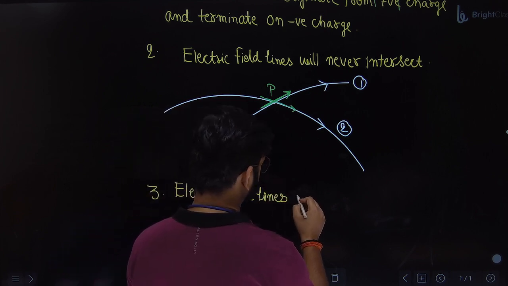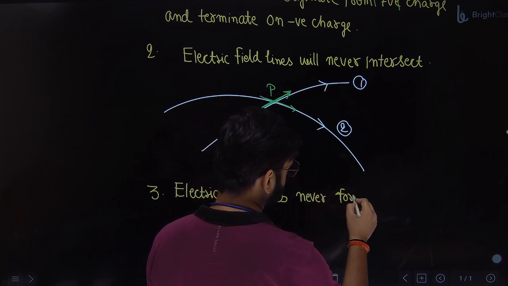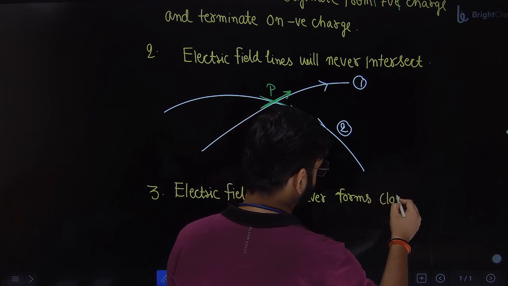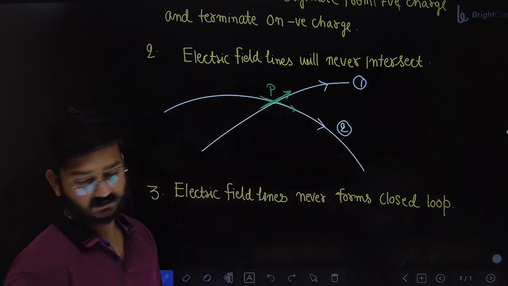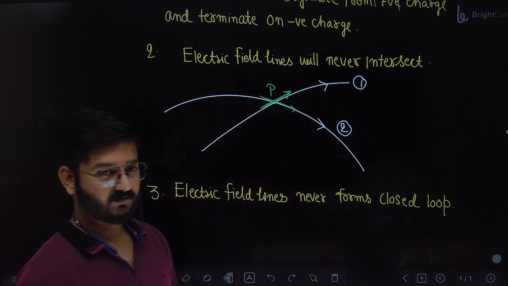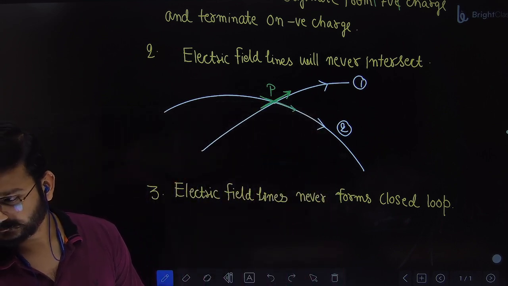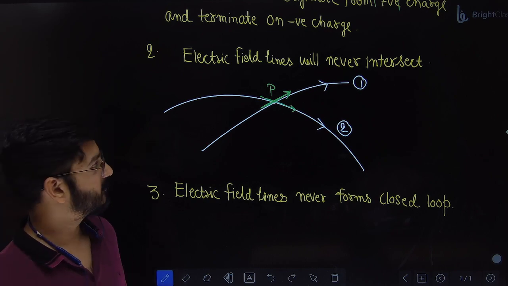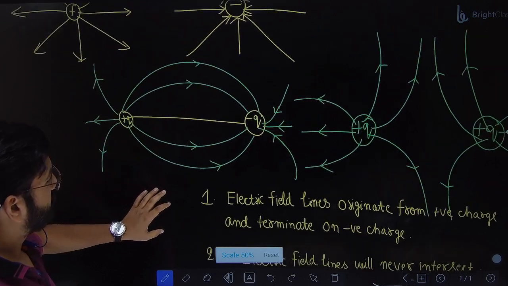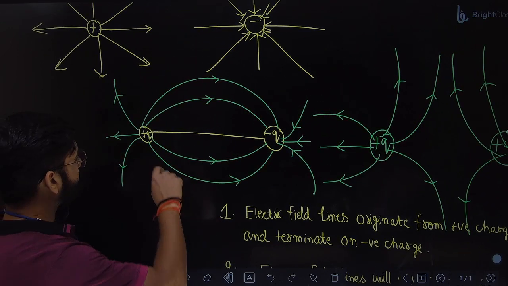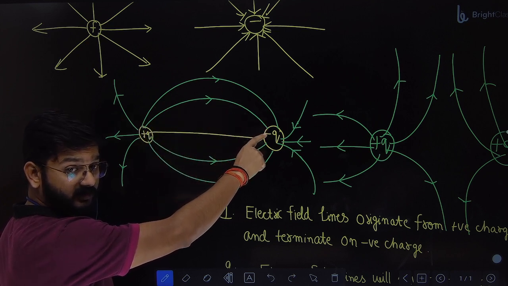Electric field lines never form closed loops. Anyone knows the reason why they don't form closed loops? No one? Let's go back to this figure. See this figure. Here, what is happening? The lines are starting from positive and terminating on negative. Are they forming a closed loop?